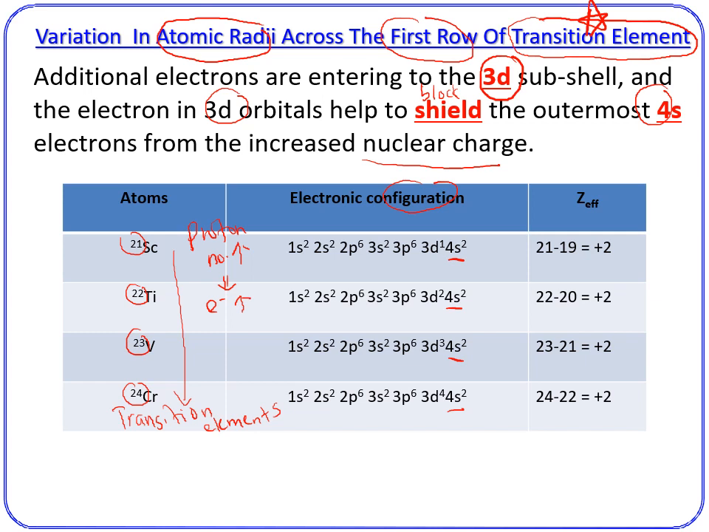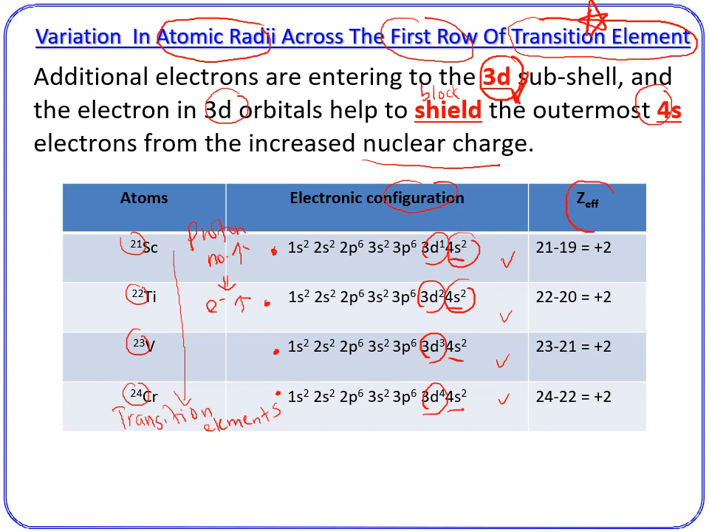At the same time, when the electrons are increased, we notice that all the electrons are adding to the 3D orbital. Additional electrons are entering the 3D orbital, and the 3D orbital will help to shield or block the electron in the 4s from reaching the nucleus. So in this case, when we look here, we notice that the electron configuration looks quite similar, which means that the shielding effect is not obvious.